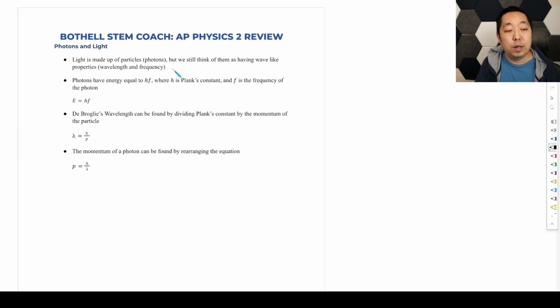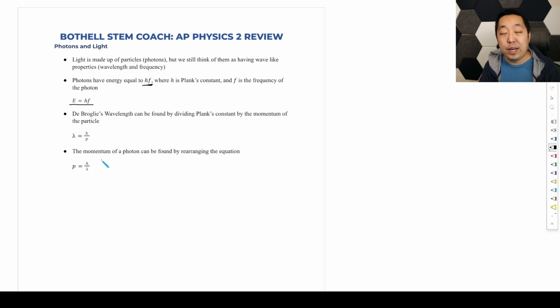So light is made up of particles, photons. We still think of them as having wave properties. Photons have an energy equal to hf, where f is the frequency of the photon. They don't have any mass, but they still have energy. They have a wavelength. The de Broglie wavelength for that light can be found by taking Planck's constant h and dividing by the momentum. And the momentum of the photon, you can rearrange this, is given by this.